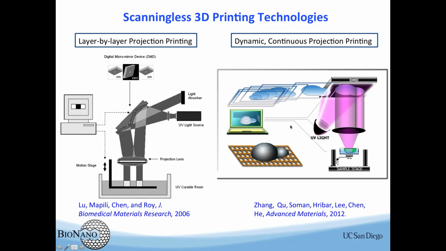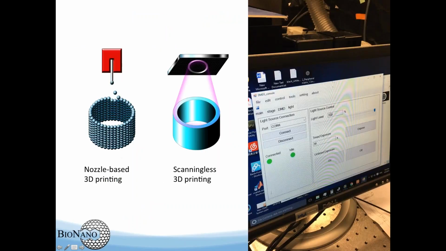Traditionally, it takes hours to print a device. Here, it only takes seconds to finish. I'll show you a video later on. Okay. So this is a cartoon again showing traditional nozzle-based printing, and here in our case, we call it scanningless printing. We don't do this point by point, then layer by layer printing. We print this whole thing simultaneously without XY scanning and without Z direction stopping. Okay, so let me show you a quick video here about this machine.